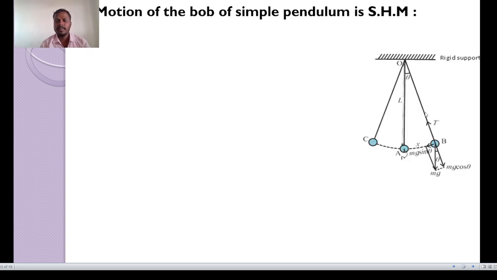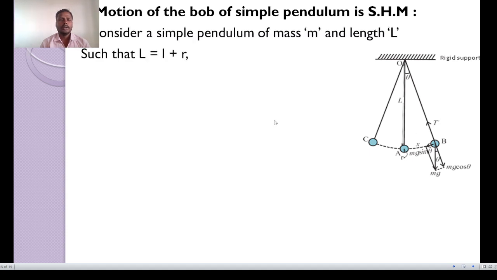This is the schematic diagram for the motion of the simple pendulum. Now we are discussing the motion of the bob of a simple pendulum in simple harmonic motion.